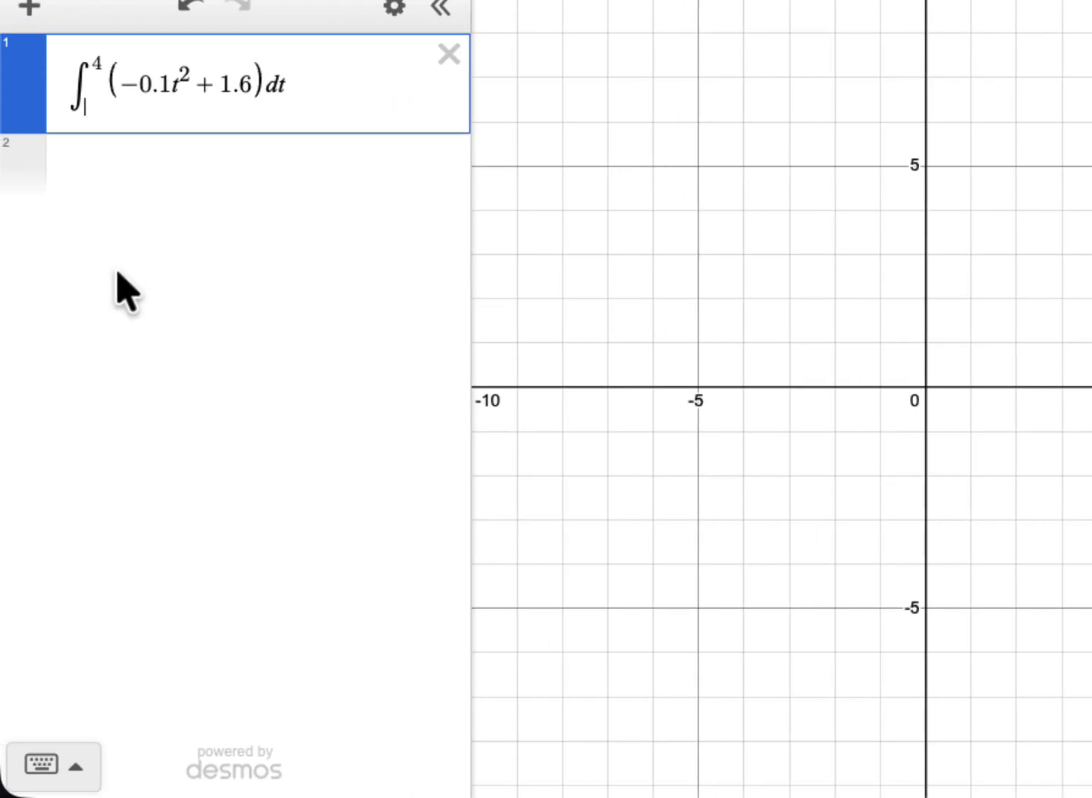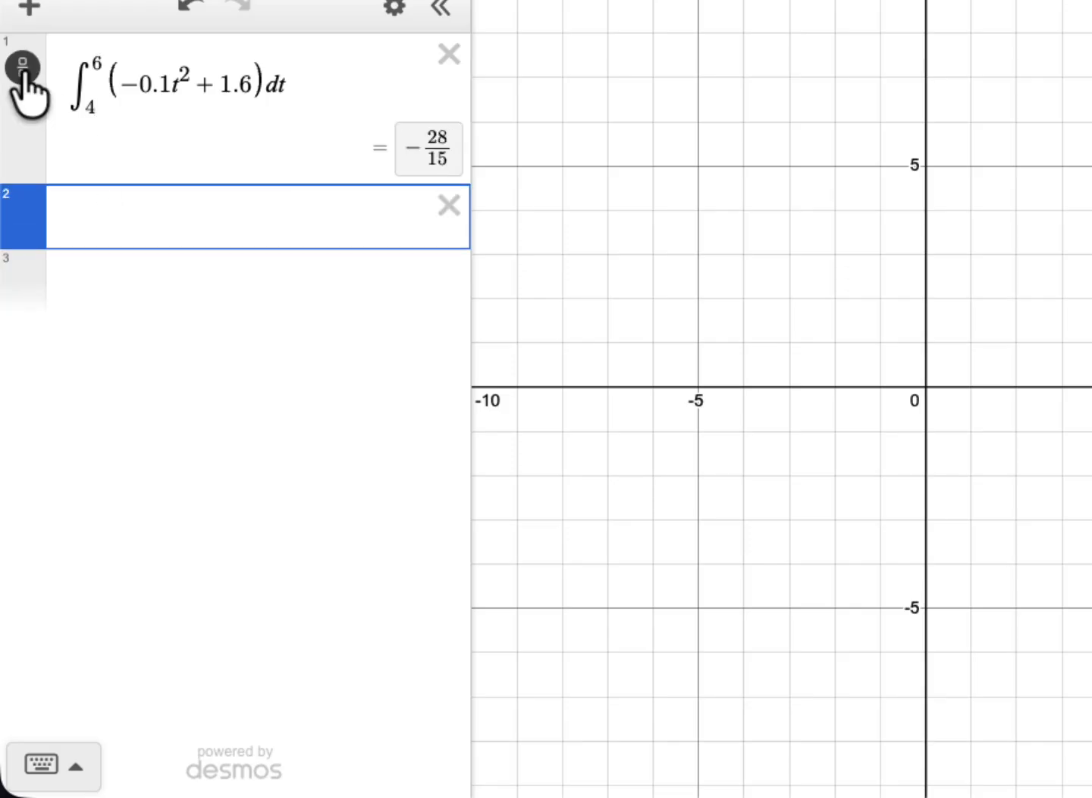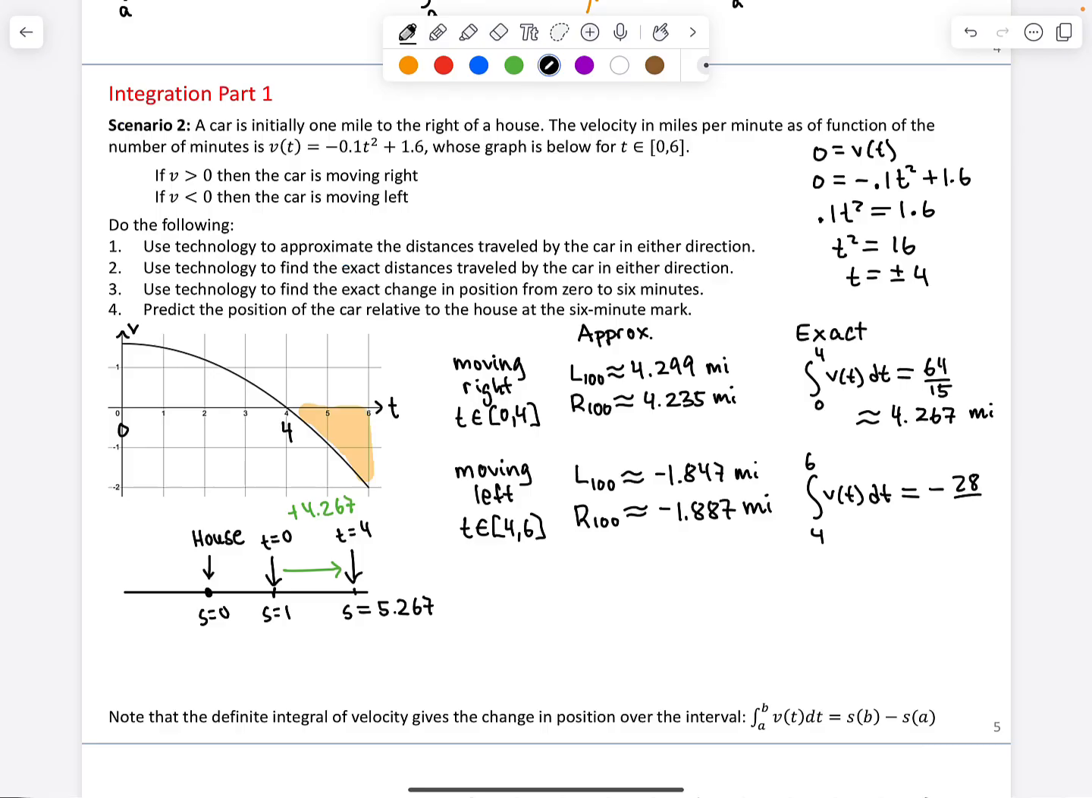but doing integration from 4 to 6, and in fraction form is negative 28/15, which is about negative 1.867 measured in miles. So between time equals 4 and time equals 6, we'll have headed back towards the house, having gone left 1.867. That would take us to a new position of 3.4. So at the 6-minute mark, the car is 3.4 miles to the right of the house.